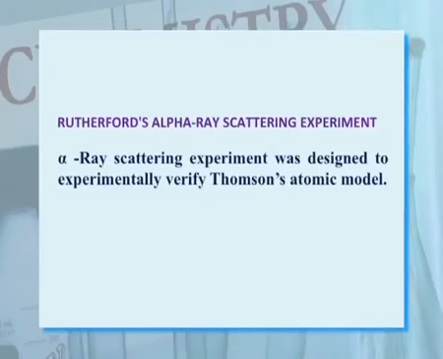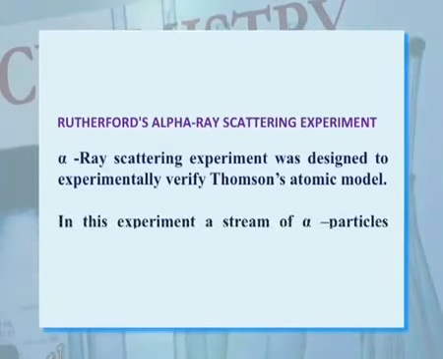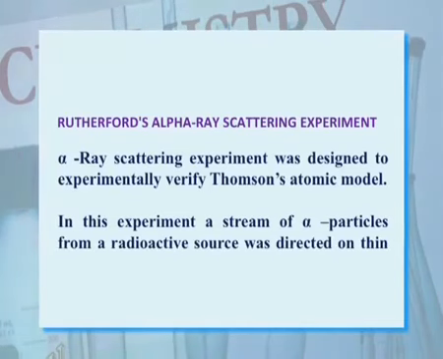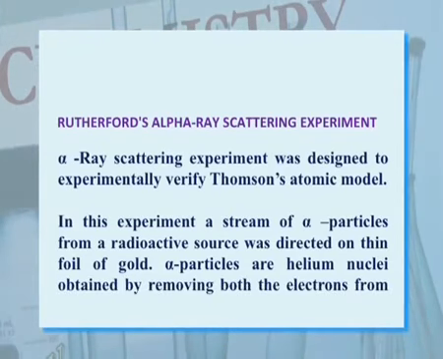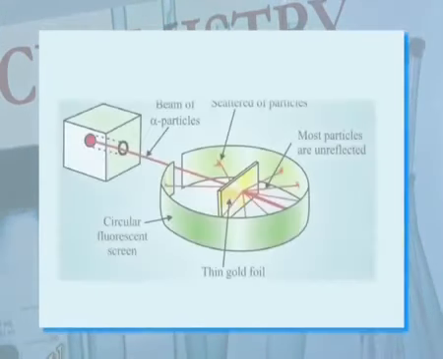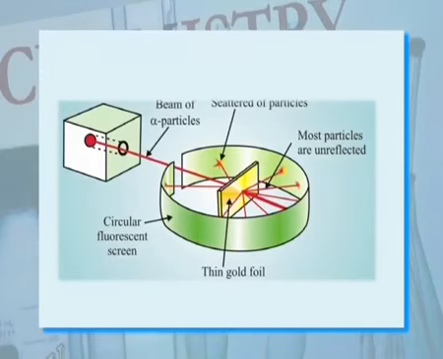Rutherford alpha ray scattering experiment. This was the second experiment to find out the actual structure of the atom. The alpha ray scattering experiment was designed to experimentally verify Thomson's atomic model. In this experiment, a stream of alpha particles from a radioactive source was directed on a thin foil of gold. Alpha particles are helium nuclei obtained by removing both the electrons from a helium atom. This was the arrangement of Rutherford's gold foil experiment.